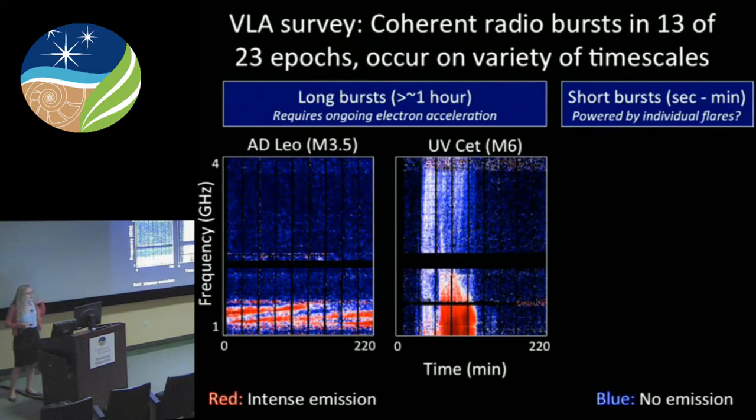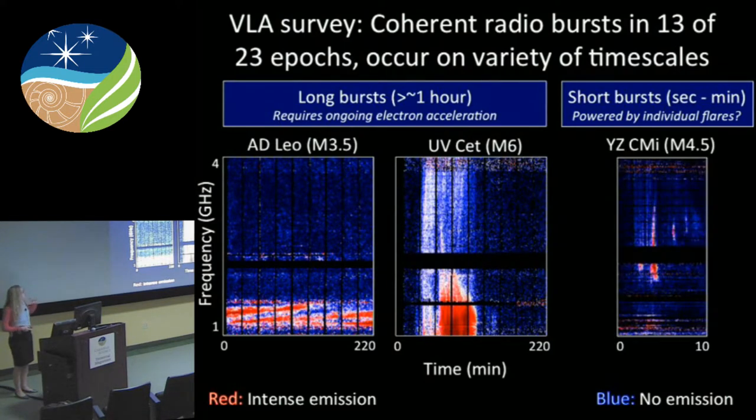And we saw that coherent bursts on these stars occur on a wide variety of timescales. You get bursts that last more than an hour. And this is kind of phenomenal because the timescale for the high energy electrons that you need to drive coherent emission to dissipate is seconds or less, which means that if you see a burst of emission for hours, there is something driving electron acceleration consistently throughout those hours. And we saw events on AD Leonis and UV Ceti that I'll highlight, as well as a few other events.